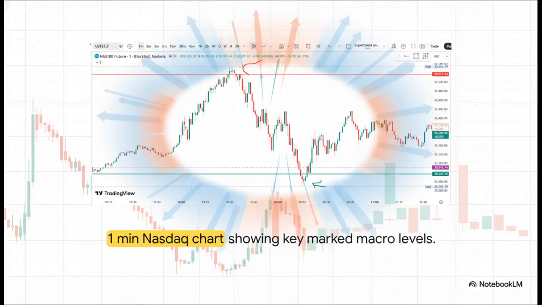They act like absolute magnets and brick walls for price. We've taken the macro context and laid it directly over our micro execution screen. So we're not just trading the 1 minute in the dark, we're trading it with the full weight and structure of the 4-hour chart right behind us.